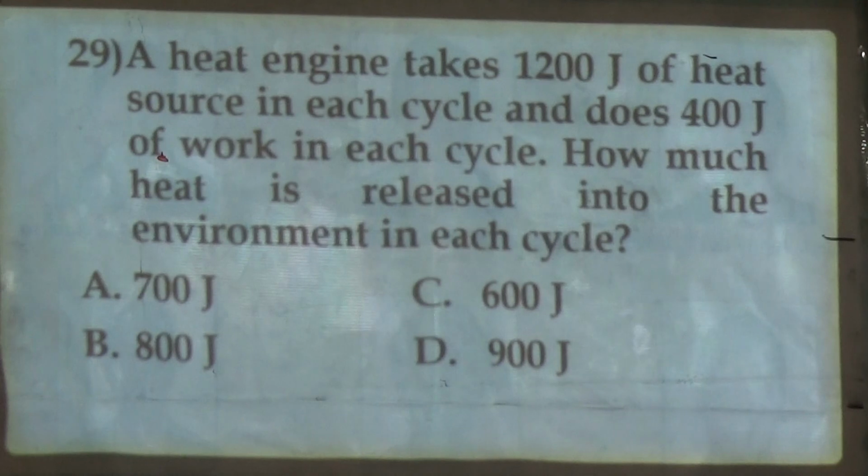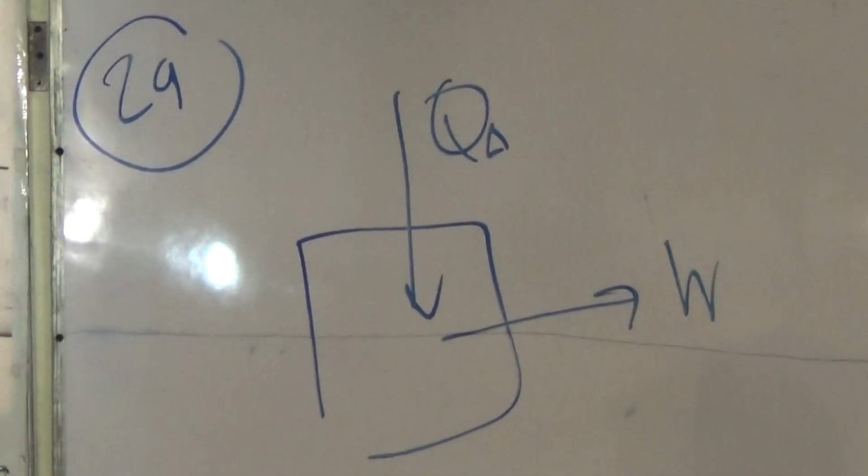Okay? 29. An engine takes 1,200 joules of heat from a source in each cycle and does 400 joules of work in each cycle. How much heat is released into the environment? So, kung talagang hindi mo alam, gawa ka ng box. Okay? Thermodynamics. Heat into work. Tama, that is the thermodynamics.